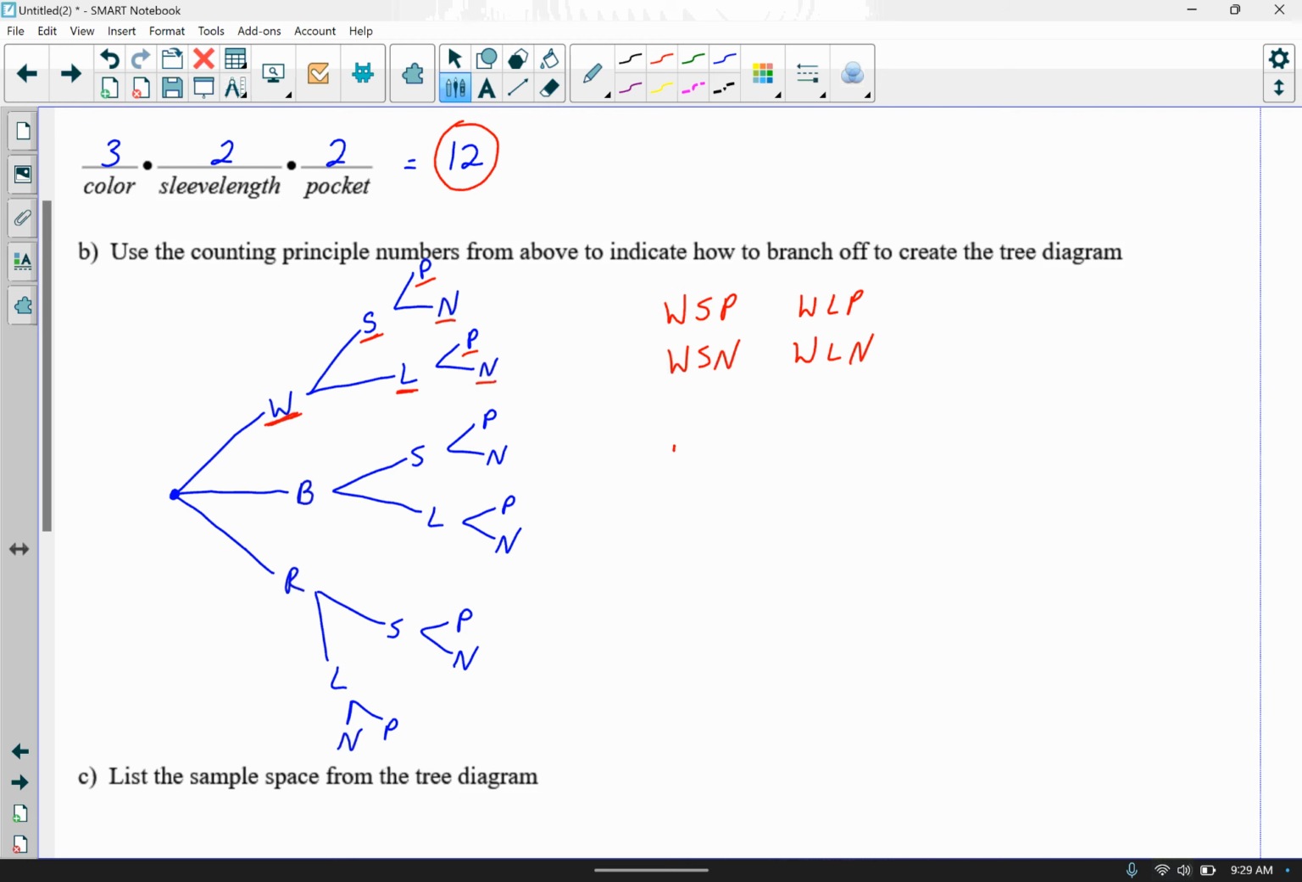I can have black shirt, short sleeve with a pocket, black shirt, short sleeve, no pocket, and I'm going to continue on. And then I move to my red shirt. Red shirt, short sleeve, pocket, red shirt, short sleeve, no pocket. Long sleeve now.